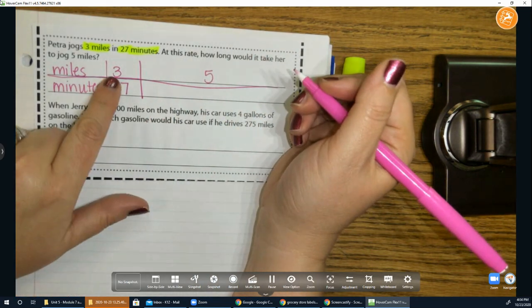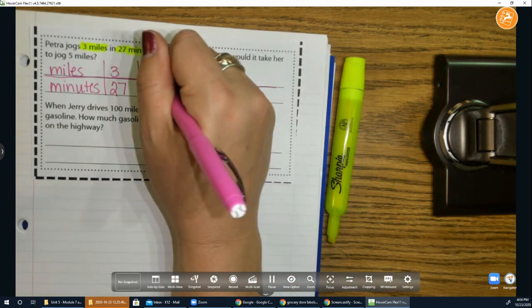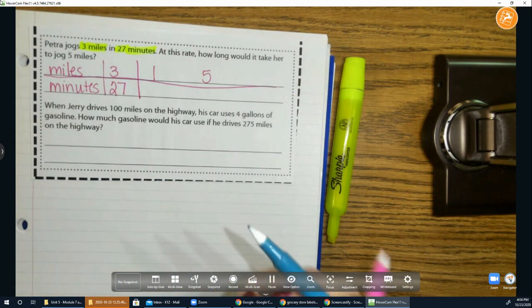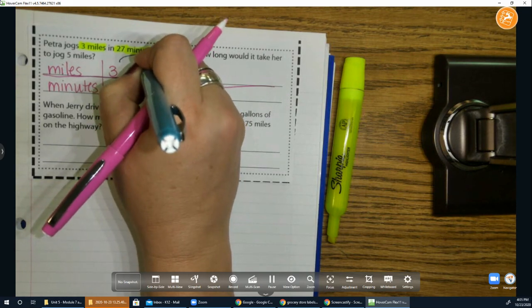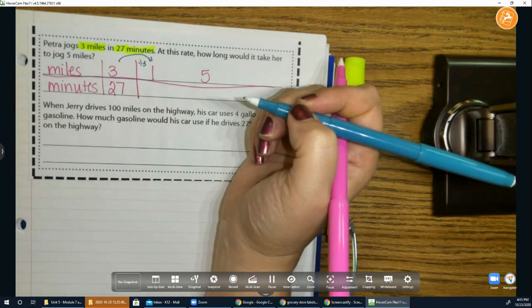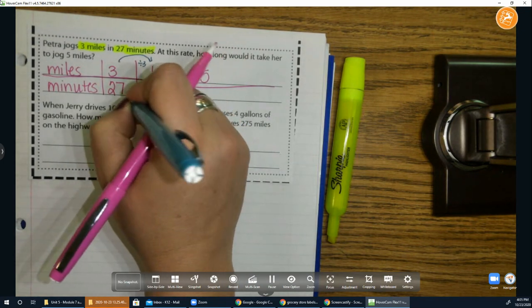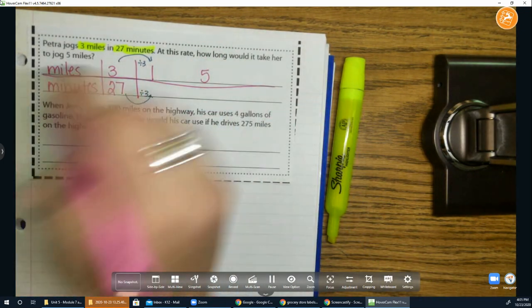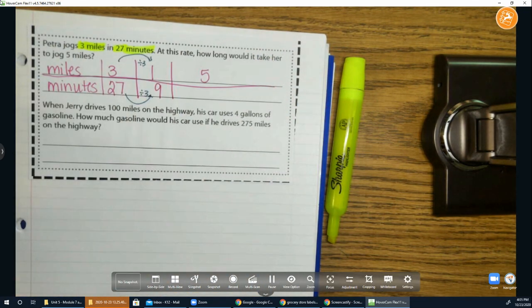All right, I can't go 3 times what gives me 5. So let's try to do this. Well, can I figure out what 1 would be? Well, I would have to divide this by 3 to get 1. And if I divide the top by 3, I must divide the bottom by 3. 27 divided by 3 gives me 9. So my unit rate, this is your unit rate right here.